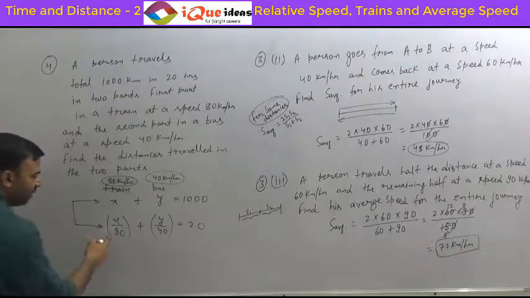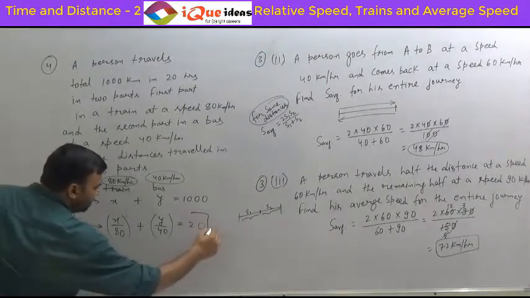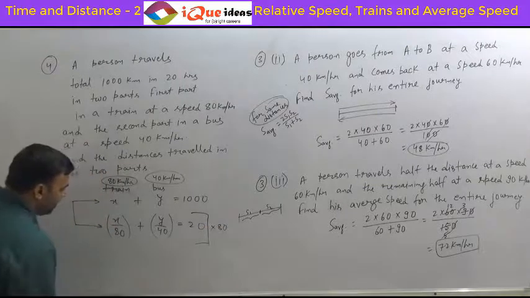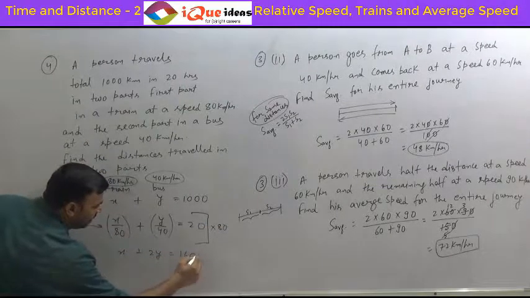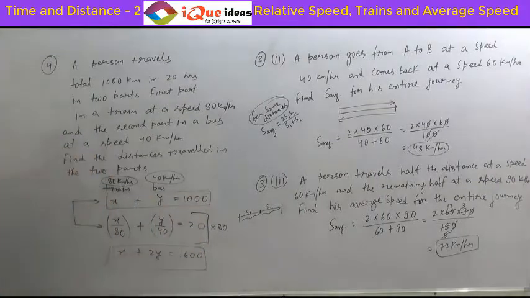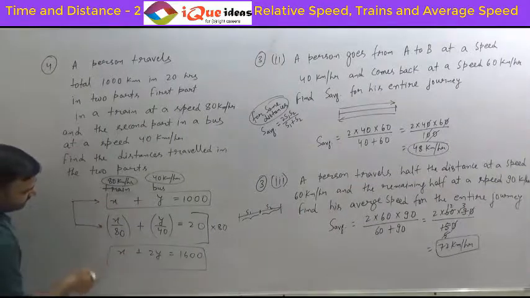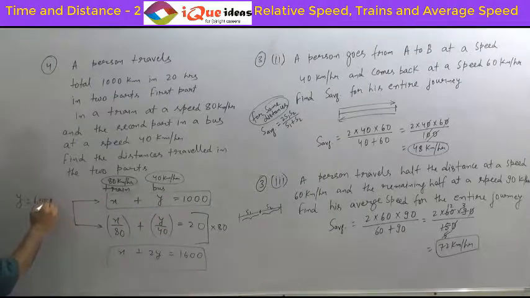Now from the second one, if you multiply by 80 in the whole equation, we get x plus 2y equal to 1600. And one equation we have is x plus y equal to 1000. Simply subtract. You see x gets cancelled. 2y minus y is y, and 1600 minus 1000 is 600. So y is 600 kilometers, and automatically x is 400 kilometers. Basically you solve these two equations.